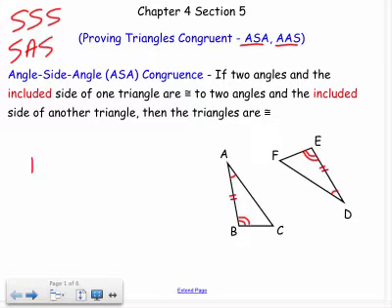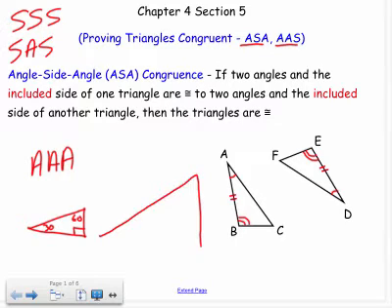We can't use angle, angle, angle, just because I could have a triangle like this, like a 30, 60, 90, for example. 30, 60, 90. And I could have one with the exact same angles, but they're not congruent. Okay, so I can't use angle, angle, angle.